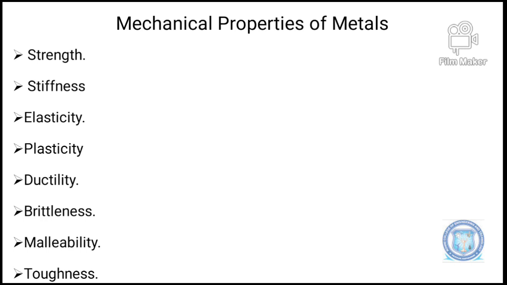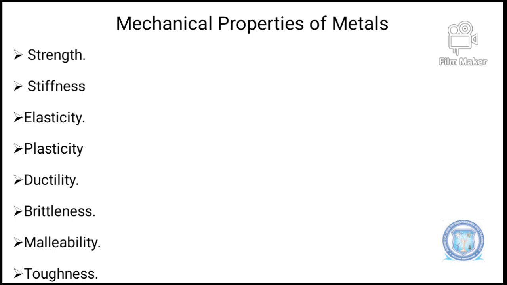Next one is stiffness, the ability to resist deformation under stress. Then elasticity. Elasticity is the property of regaining its original shape. Plasticity is the property which retains the deformation produced under load. Ductility means the property of a material to be drawn into wire form using tensile force. Brittleness is the property of breaking without any deformation.